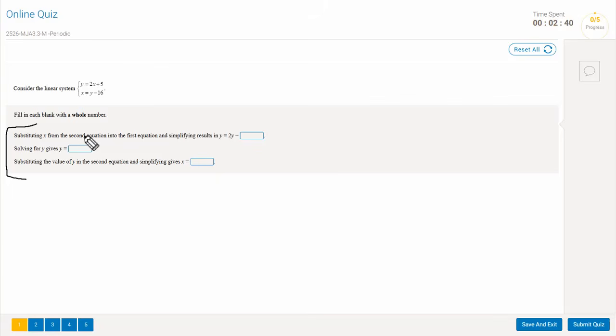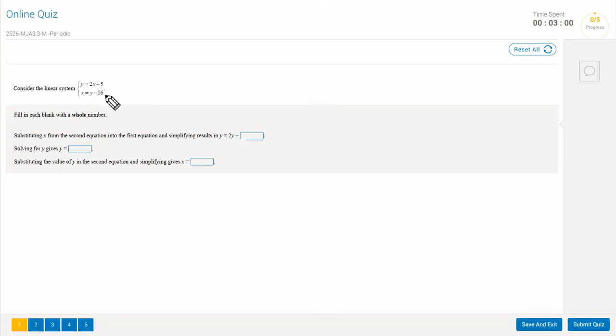You have to follow what they're saying. If they say substitution method, be careful and follow the substitution method. If you have gone through these quizzes, you will know what I'm talking about, substitution, elimination, and even if you've studied in class. So let's start with the first question, okay? y is equal to 2x plus 5, and x is equal to y minus 16.